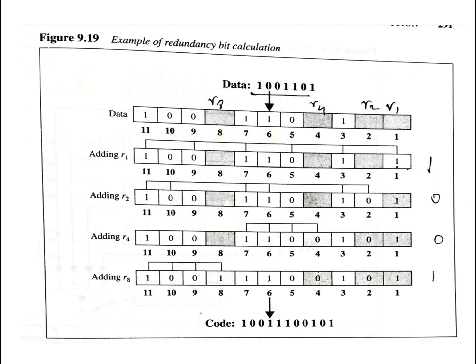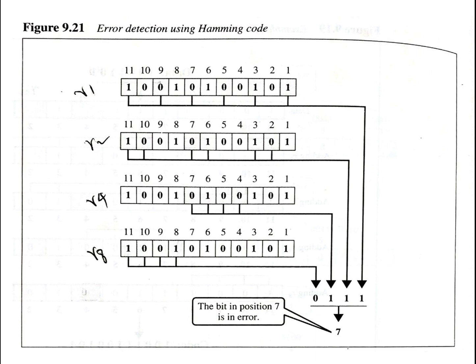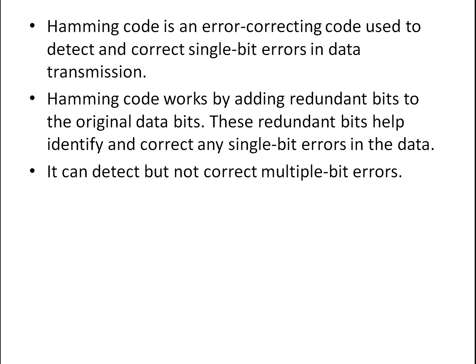Adding the extra bits gives one type of code, and that code is sent to the receiver side, where the error is found. To find which bit is in error, we can easily use the Hamming method. So Hamming code is an error correction code that you can use to directly correct single bit errors in data transfer. Hamming code works by adding redundant bits to the original data bits. These redundant bits help to identify and correct any single bit errors in the data. It can also detect multiple bit errors.